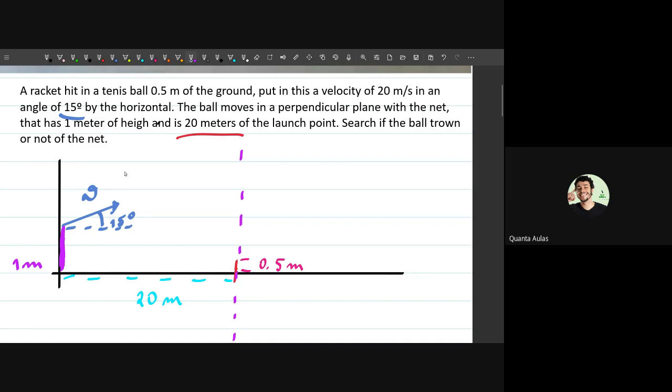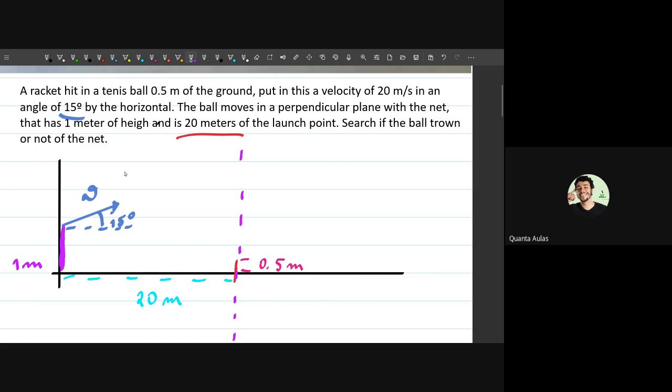Because if the ball has a height lower than the height of the net, the ball will not pass. But if the height of the ball is greater than the height of the net, the ball will pass. So I need to know what the height is at this position here. Just that.